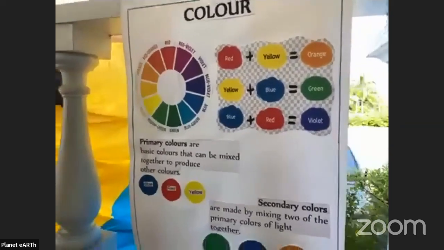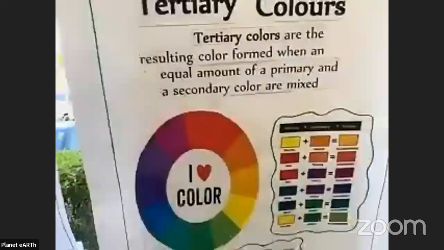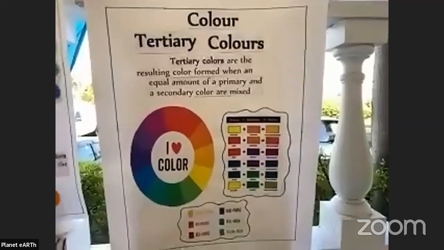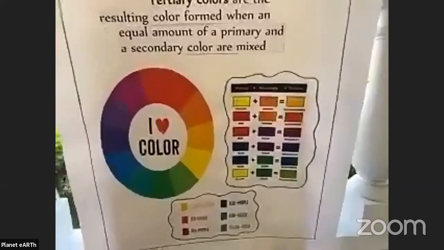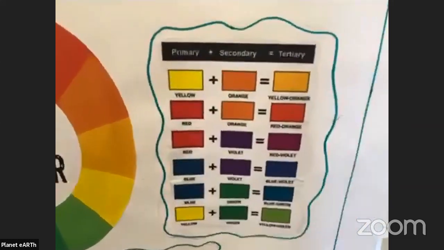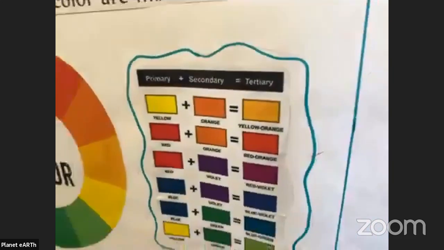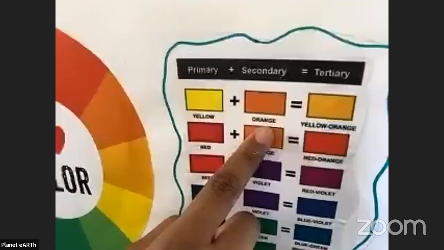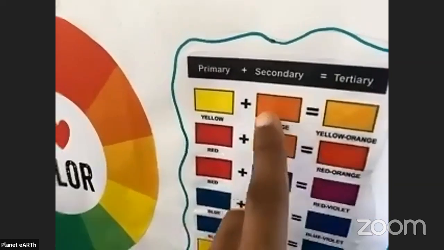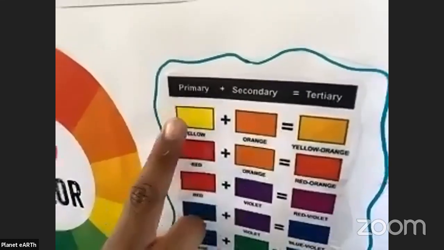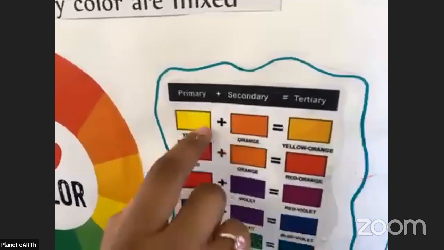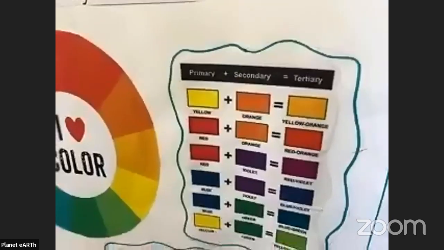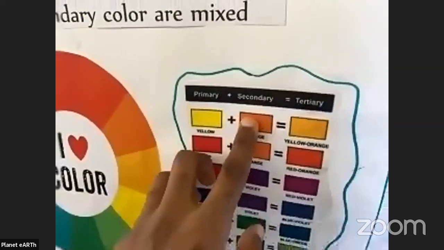And the tertiary colors are on a separate chart over here. These colors are created by mixing equal amounts of a primary color and a secondary color. So if we have our yellow, which is our primary color, and we have our orange, the secondary color, if we add equal amounts of yellow and orange, we'll get yellow orange. The same technique applies for all of the tertiary colors. So we're combining primary and secondary, making it tertiary.